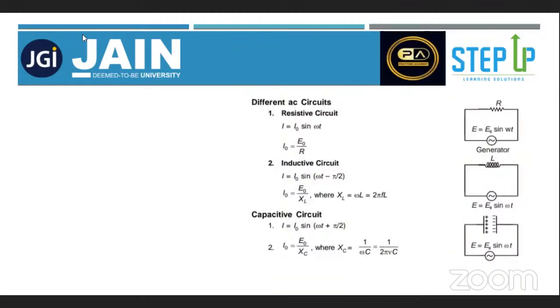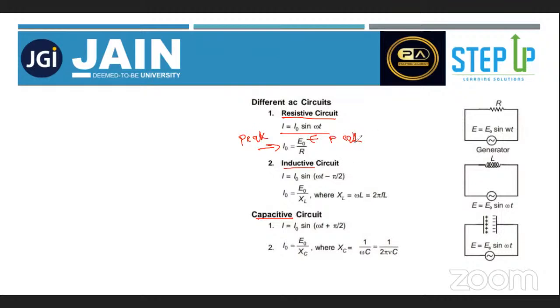Okay, we have different kinds of AC circuit. It can be either purely resistive, that means it will only contain resistance, or it can be purely inductive, or it can be purely capacitive. Purely inductive basically means what? It can have only an inductor. Capacitive means it will only have a capacitor. So now in a resistive circuit, I is given as I naught sine omega t. I naught is what? It is the highest value or peak value.